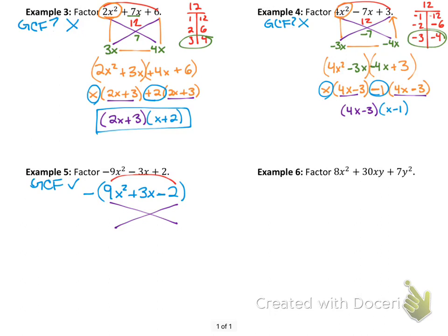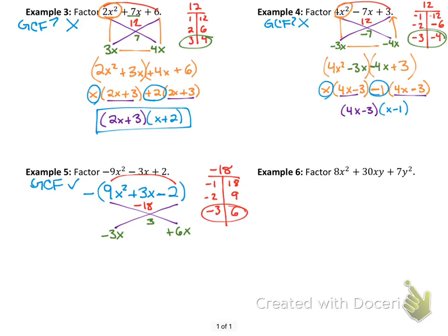-2 times 9 is -18. We need to find factors that add to 3. So, here we go. We've got a list for -18. Factors of -18 that add to 3. Well, we have -1 and 18. Nope. -2 and 9. Nope. -3 and 6. Hey, what's 6 minus 3? 3. Okay, so we have -3x and plus 6x.